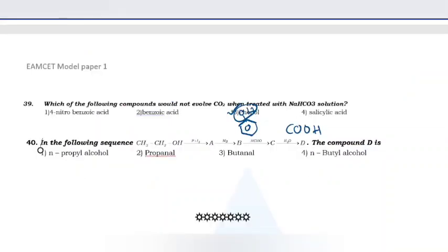Let's move to question number 40. In the following sequence, they have given a total of 4 steps. The compound D they are asking. Let me check the first one now. In the presence of red phosphorus and iodine, the hydroxyl group of the alcohol is readily substituted by the iodide ion. So you will get ethyl iodide here. With Mg, definitely we get CH3CH2MgI, which is a Grignard reagent, right? So the Grignard reagent we got as B.